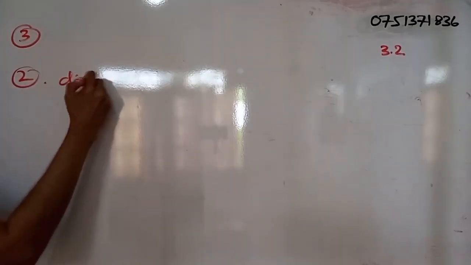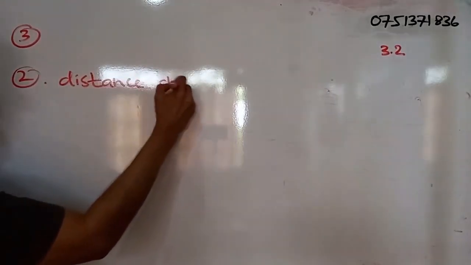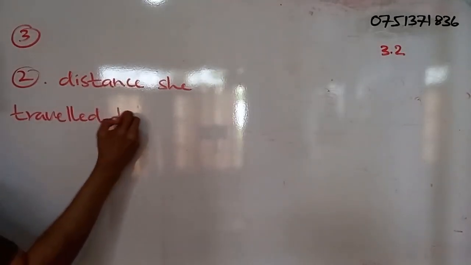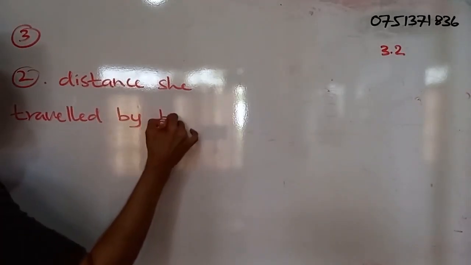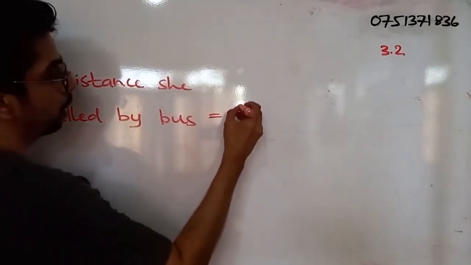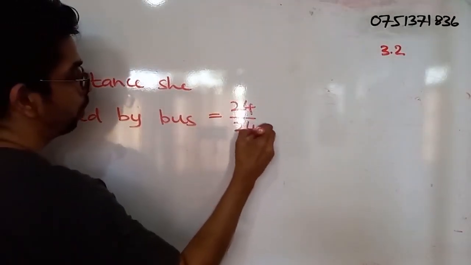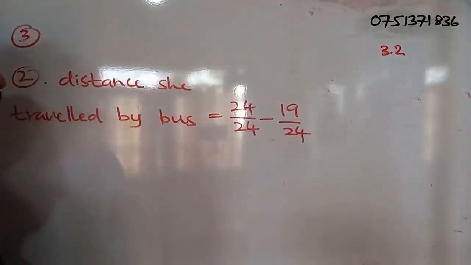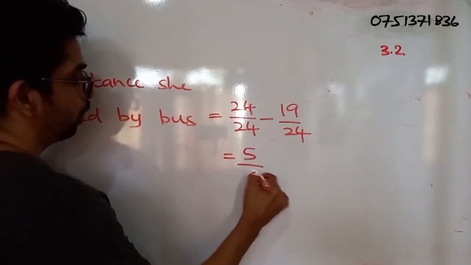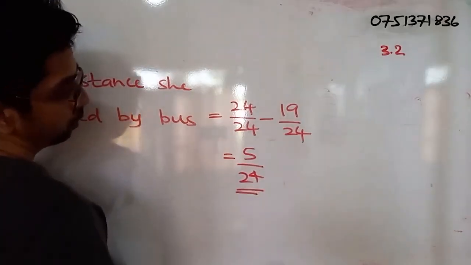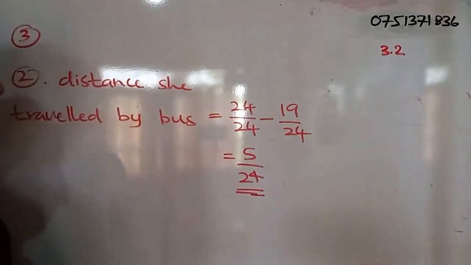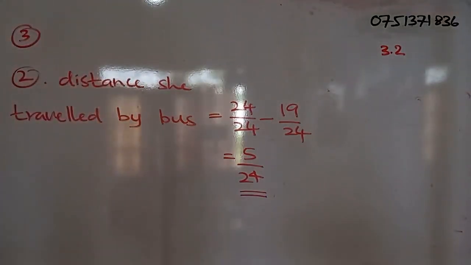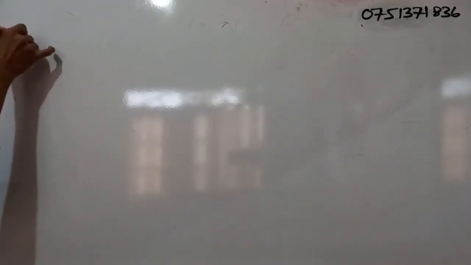So the distance she traveled by bus is what? 24/24 minus 19/24, right? So you get 5/24. We cannot further simplify this anymore. 5/24. Right.